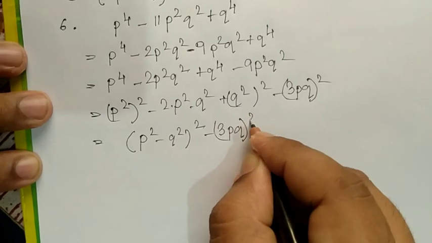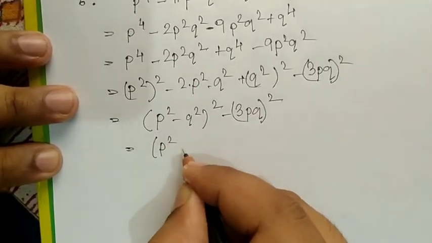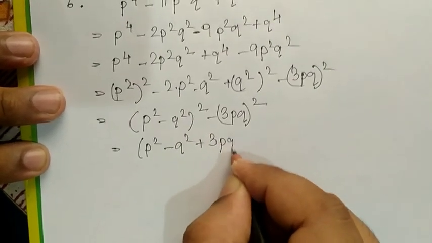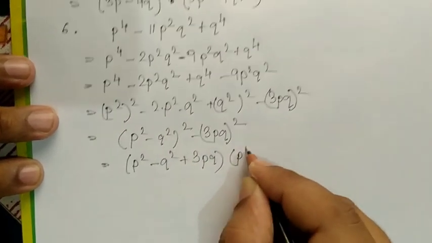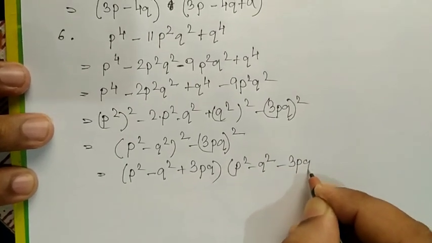a square minus b square form a plus b into a minus b. So therefore the answer should be like this, and p square minus q square minus 3pq.